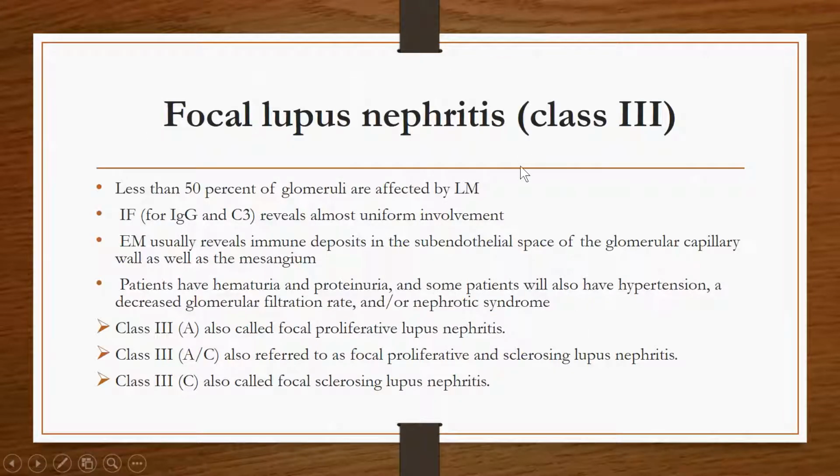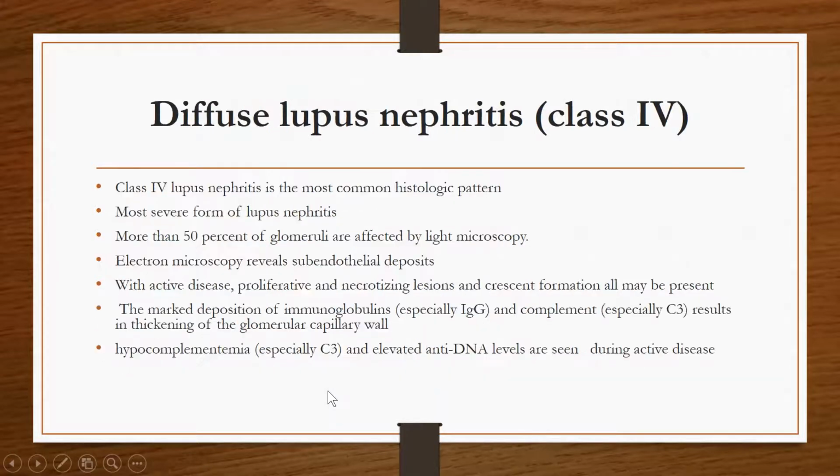Then you have class 3 lupus, when less than 50% of glomeruli are involved. Immunofluorescence reveals almost uniform involvement. EM shows immune deposits in the subendothelial region and maybe in some mesangium, and it's further classified into class 3 with active lupus, and active and chronic lupus nephritis.